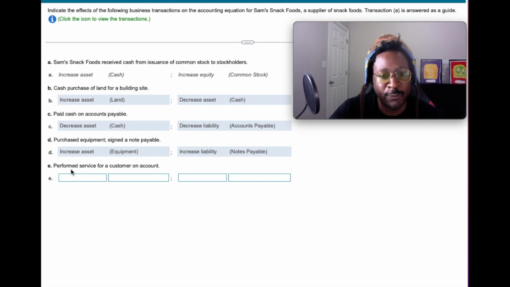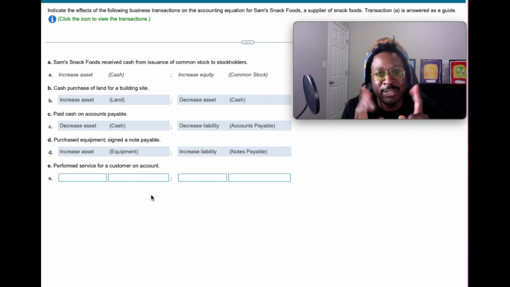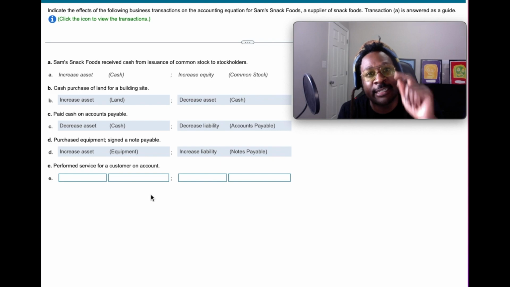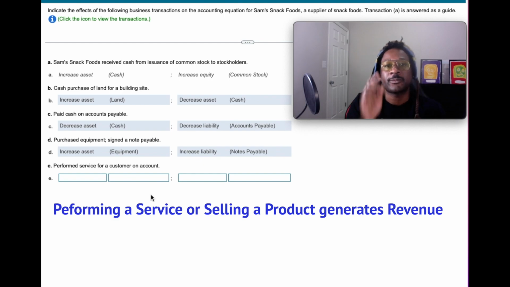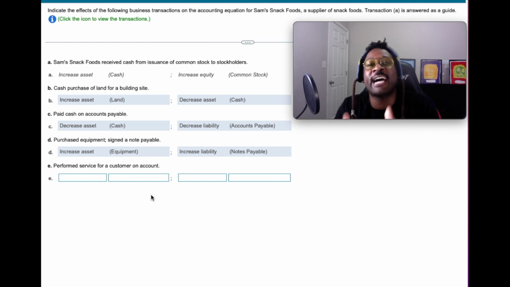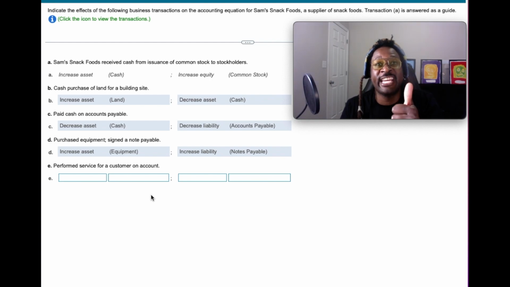Moving on. Perform services for a customer on account. Keywords: perform service, on account. Two keywords. That's a lie. Actually three. Perform service, gain. Anytime that the company performs a service or sells a product, revenue is being generated. Keep that in your noggin. So, when revenue is created, it affects income, thus affecting the retained earnings account, which is a part of stockholders' equity. So anytime revenue is generated, stockholders' equity will increase.